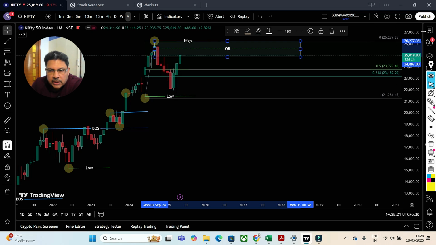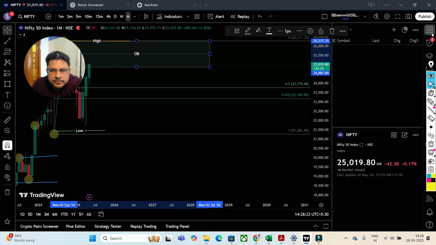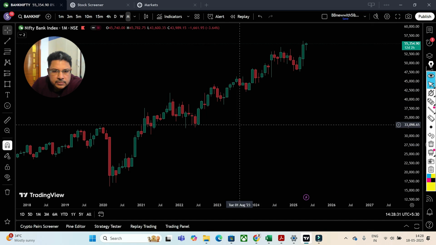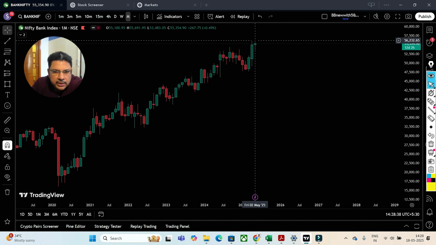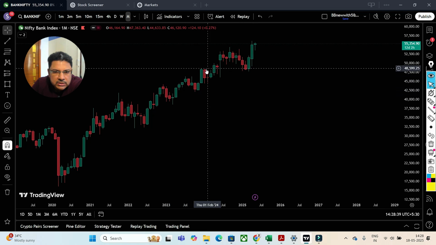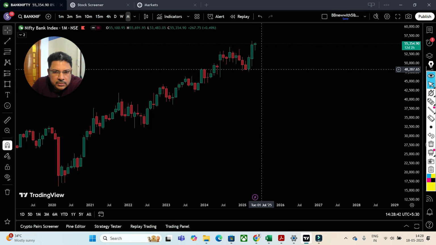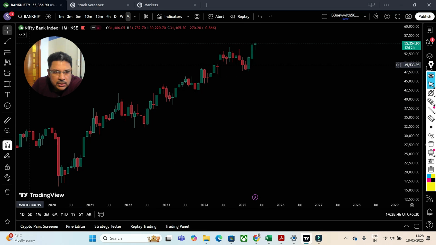Okay, let's look at Bank Nifty. Similar technique, we are going to look at the recent high, and which is the high which has done the... let's identify the points here. Let's do this exercise here also.